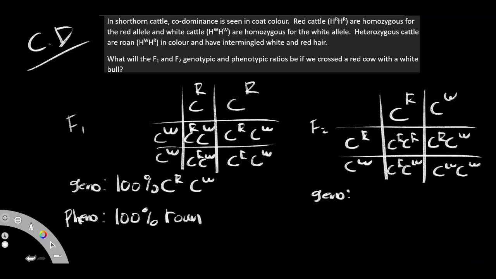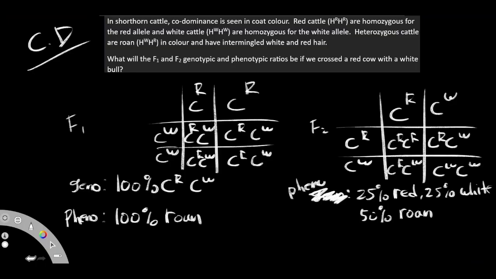For this one, phenotypically, you have 25% chance of having red, 25% chance of having white, and 50% chance of having roan. Okay, sorry, this was phenotypic. My mistake. Then the genotypic here is 25% CRCR, 25% CWCW, and 50% CRCW. Okay, so you can also do this too. This is a valid ratio. This one belongs to the CRCR, these two belong to the roan, CRCW, and this one belongs to that 25% white.